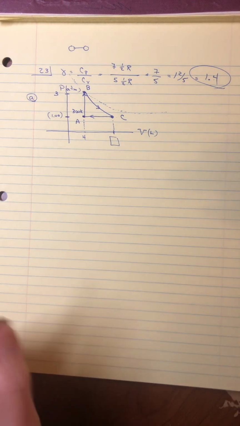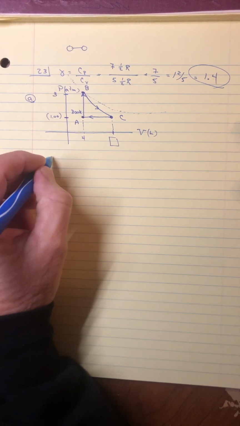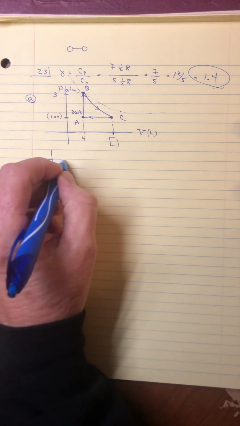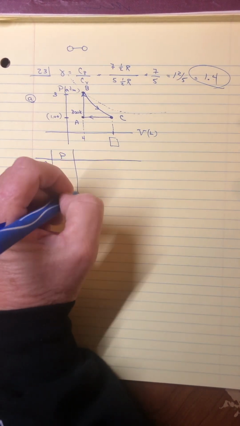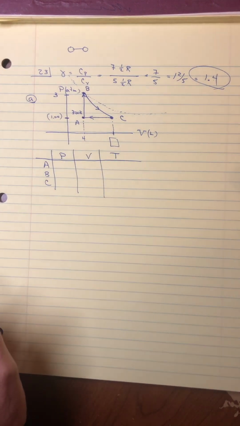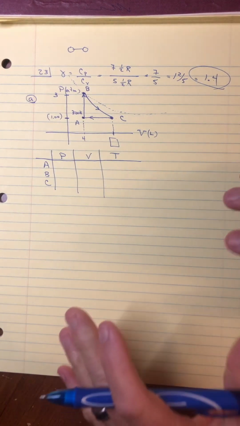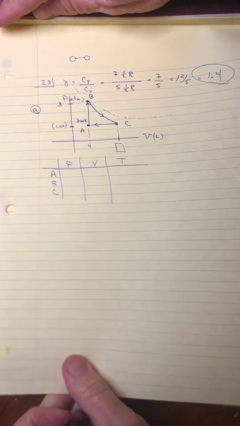And so the two tables I really wanted to show you is I like to make one table involving the states of the points A, B, and C. What is the pressure? What is the volume? And what is the temperature? All right. Now, finding each of those might take a lot of work in itself. So I'm going to leave myself some space.